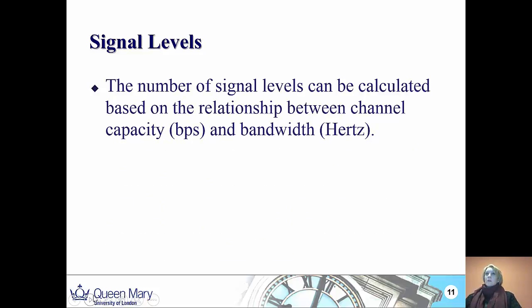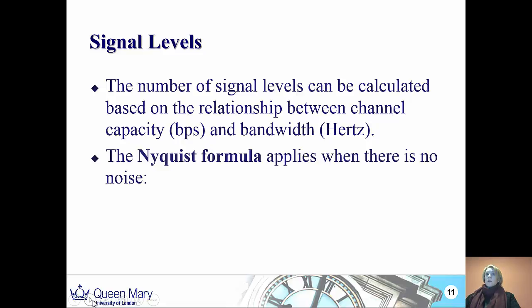So this is an important aspect now with regards to calculating the number of signal levels based on the relationship between our channel capacity, the amount of information which may be communicated in a second, measured in bits per second, and also based on the relationship with our bandwidth, which is measured in hertz. So 1 hertz is 1 cycle per second, so this is the amount of information which is actually transported in a second. So if we want to calculate how many signal levels can be communicated across the network, we want to think about the channel capacity and the bandwidth of our channel.